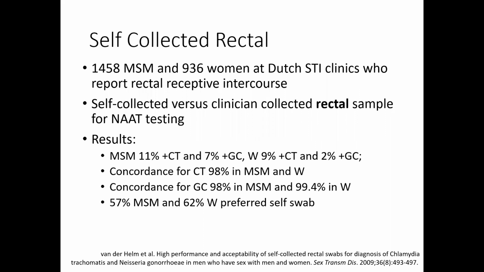So looking more at how accurate is a self-collected rectal swab, there have been good studies among, again, high-risk men and women who reported receiving rectal intercourse. They collected their own samples, and then they had clinician-collected samples as well to see, are these tests accurate when people do it themselves? And absolutely, the concordance rate was 98 to 99% in both these high-risk populations, in both men and women who were doing self-rectal swabs. And again, in both populations, the majority preferred to do their own swab.